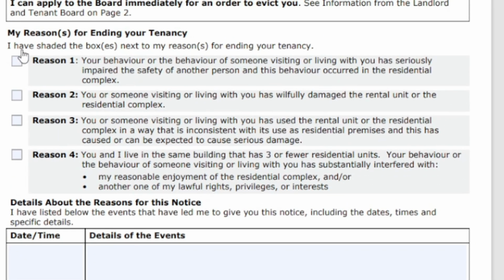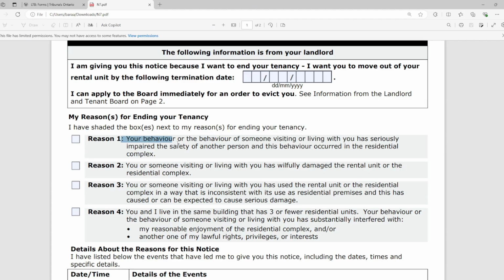So let's scroll down, and now here you're going to choose the reason. Starting off with reason 1: your behavior or the behavior of someone visiting or living with you. Here, you are responsible for any other occupants that come into the property. This behavior has seriously impaired the safety of another person, and it occurred in the residential complex, right? You can't do this for things that happened outside of it.